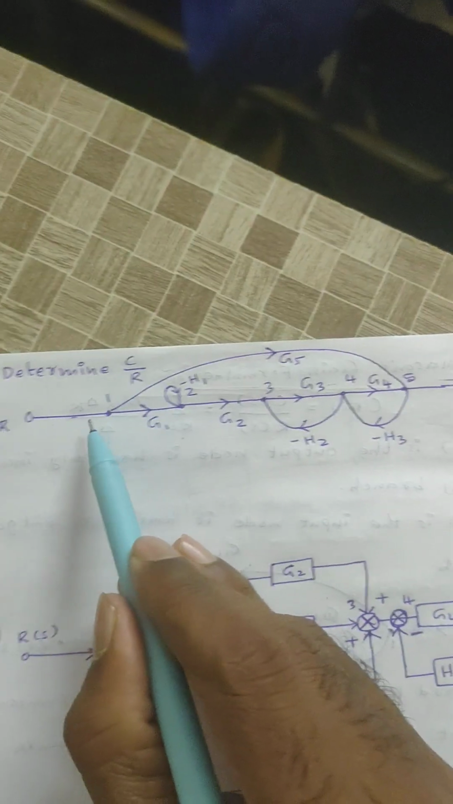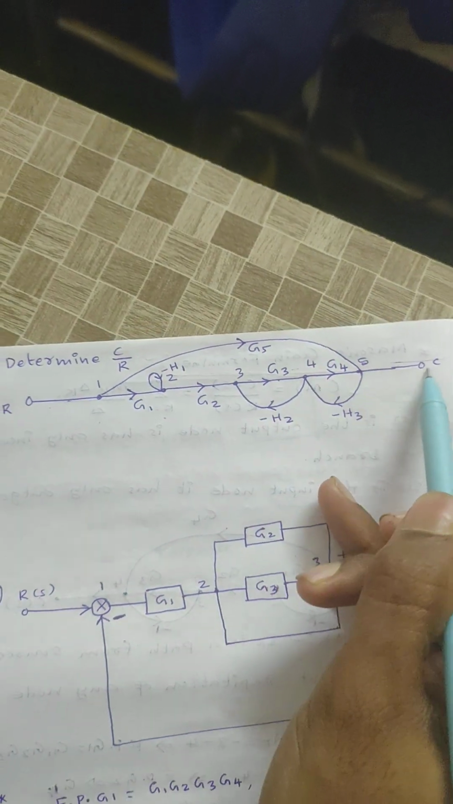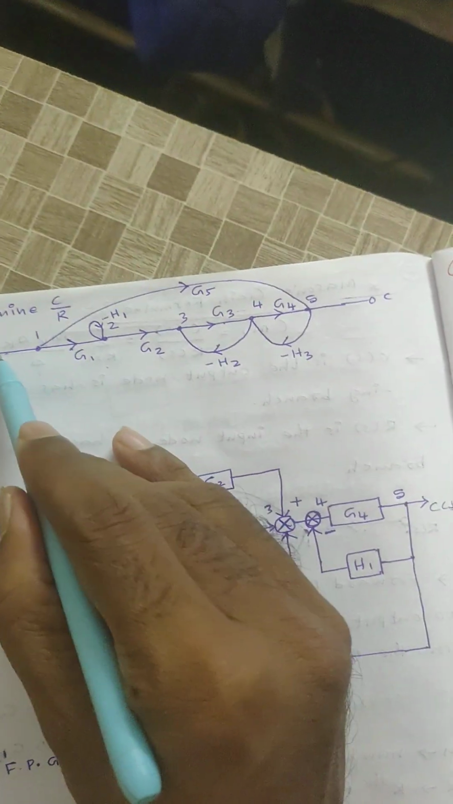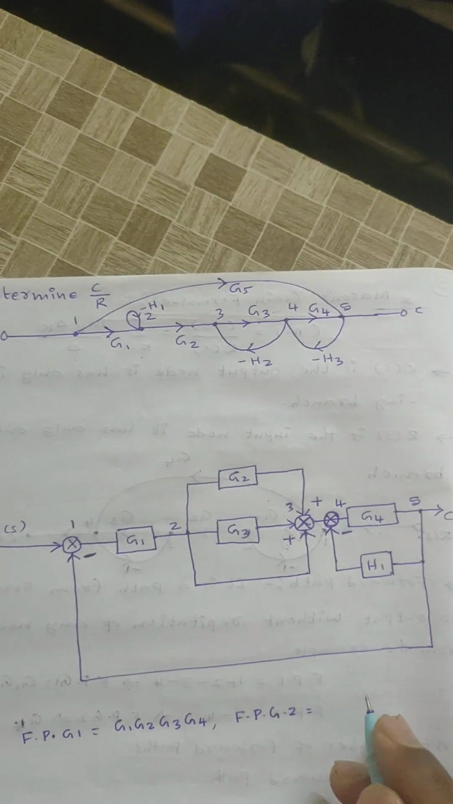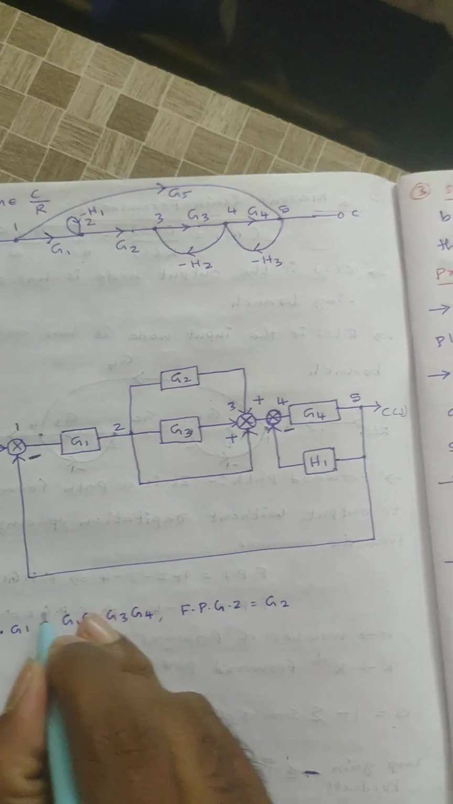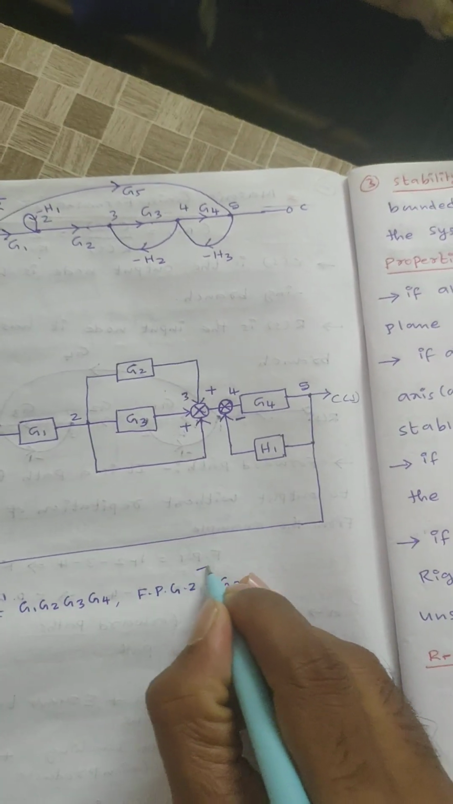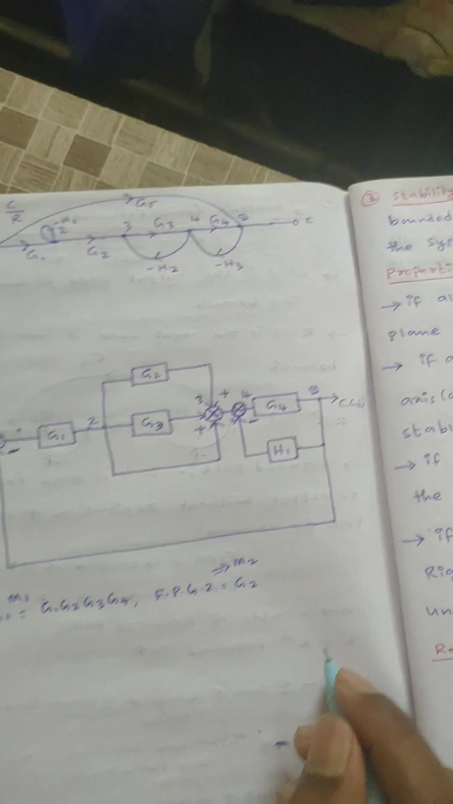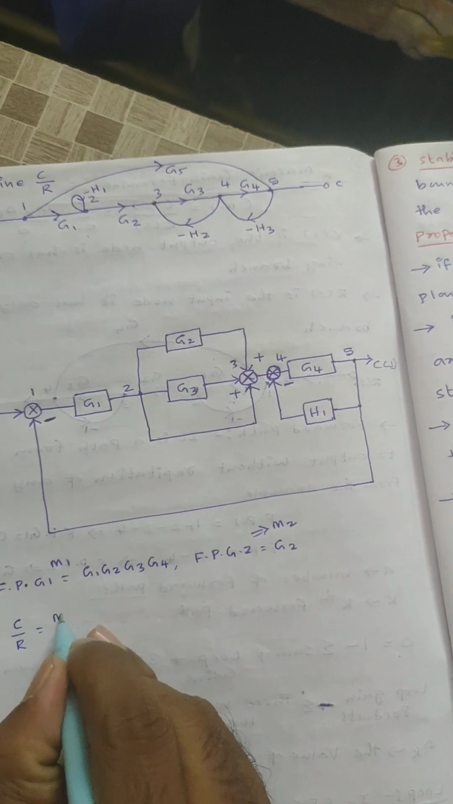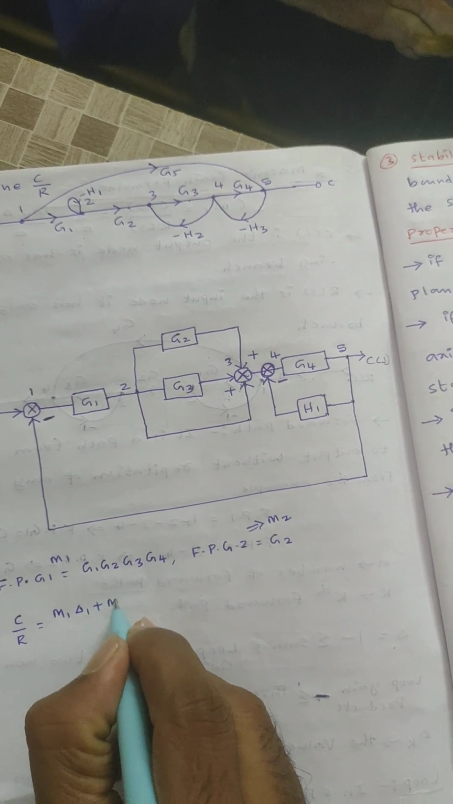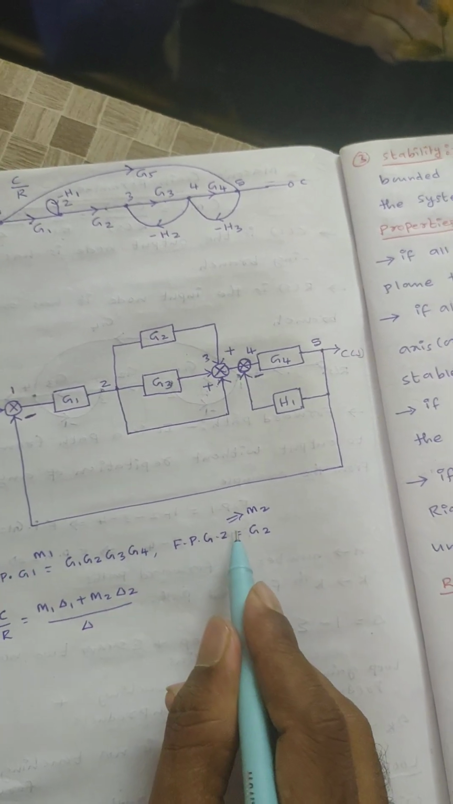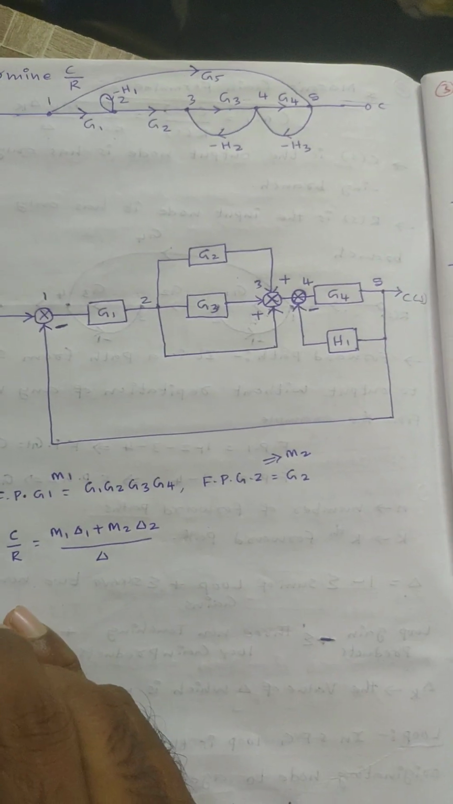Next, forward path gain 2. This is another forward path, right? That means forward path gain 2 is equal to 1 into G5, that is nothing but only G5. So forward path gain 1 is M1, forward path gain 2 is M2, and only two forward paths are present. Then C by R is equal to, what is the formula? M1 delta 1 plus M2 delta 2 by delta. M1 value is calculated, M2 value is calculated, right?